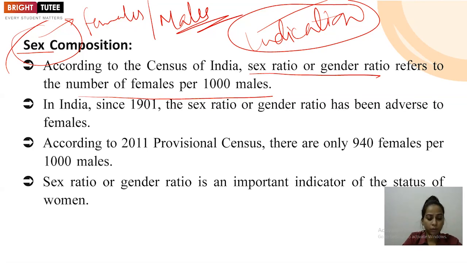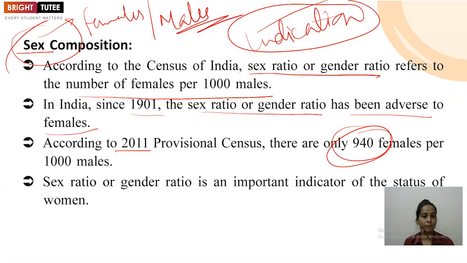Here, in India, since 1901, the sex ratio or the gender ratio has been adverse to females. It was very adverse, or we can say a poor ratio was found, because the number of females was very low at that time as compared to males. According to the 2011 provisional census, there are only 940 females over 1000 males. So that is also not good.